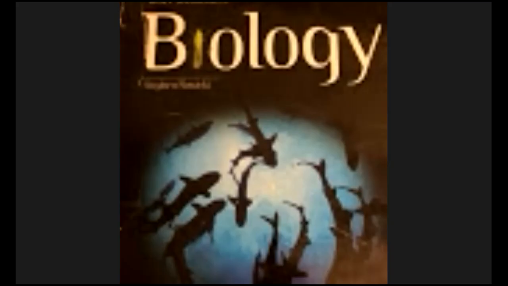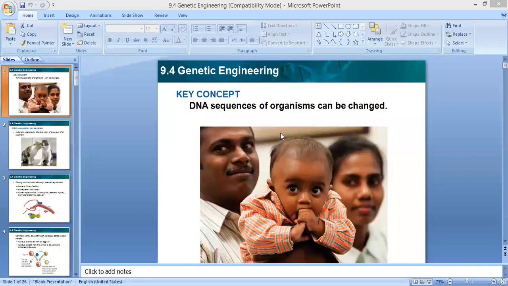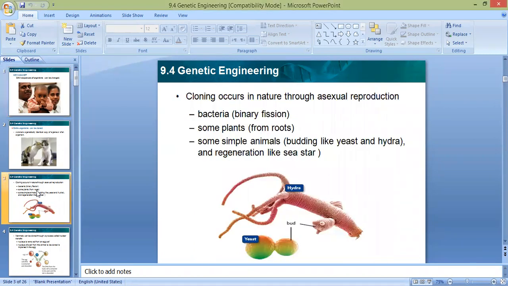Okay, now let's go to section 4, genetic engineering. Genetic engineering means that the DNA sequence of organisms can be changed. Sometimes they change the genes or the sequence on the DNA to make better traits for organisms. And the first idea comes from cloning.